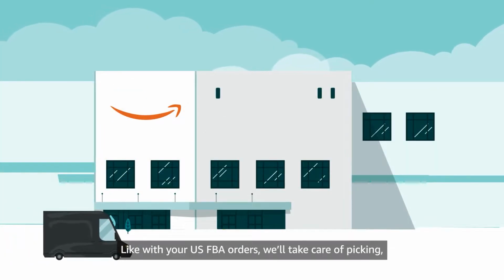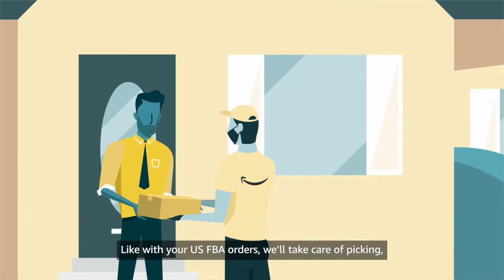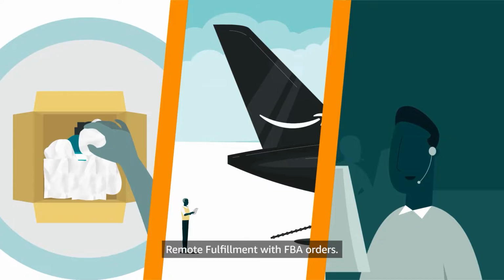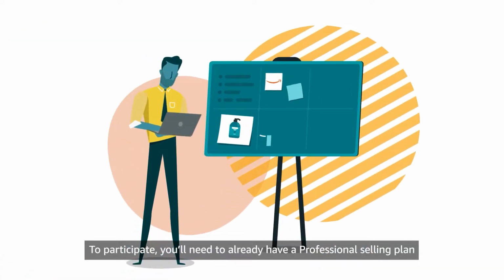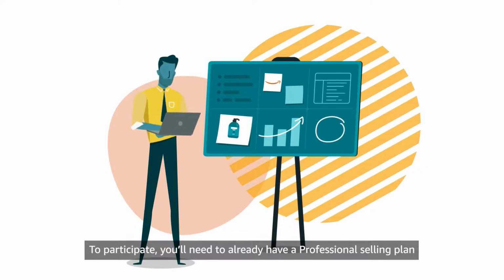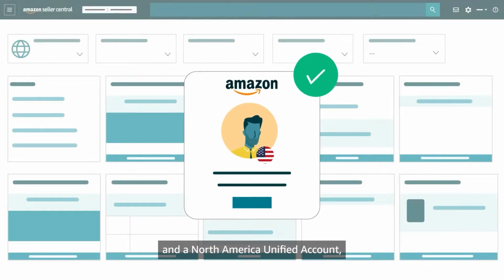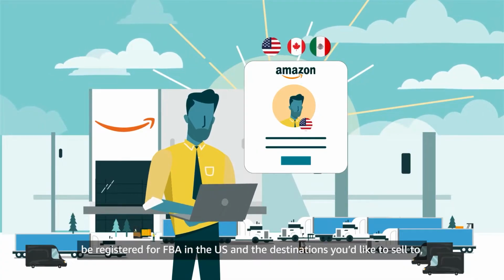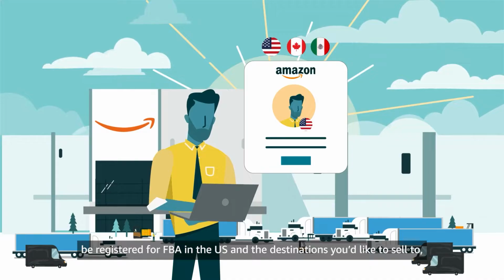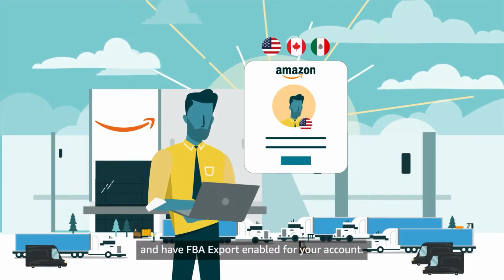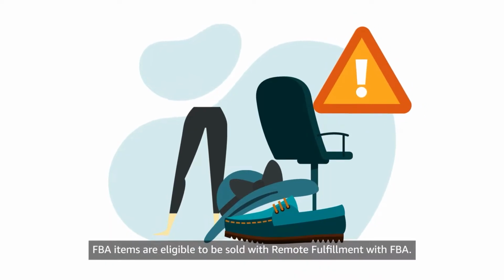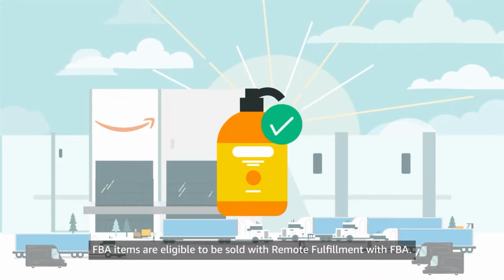Like with your US FBA orders, we'll take care of picking, packaging, shipping, and providing customer service for your remote fulfillment with FBA orders. To participate, you'll need to already have a professional selling plan and a North America Unified account, be registered for FBA in the US and the destinations you'd like to sell to, and have FBA export enabled for your account.